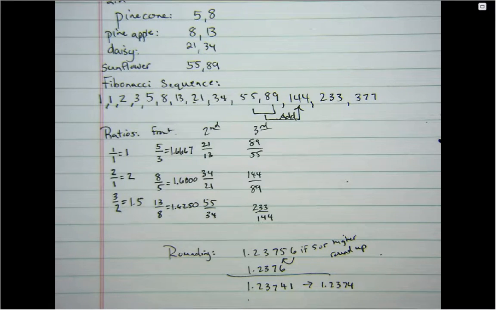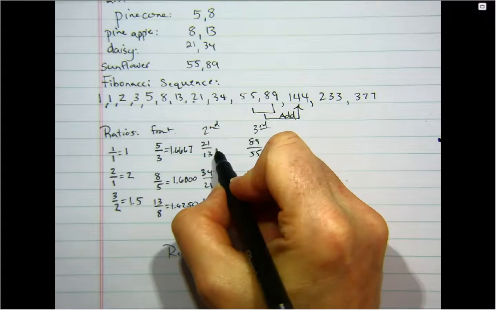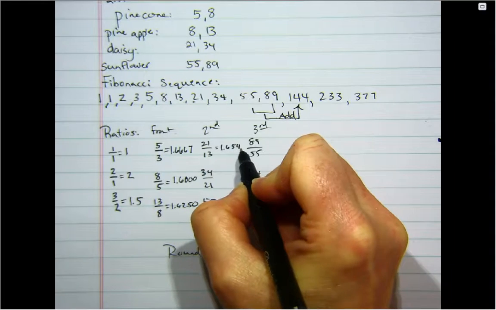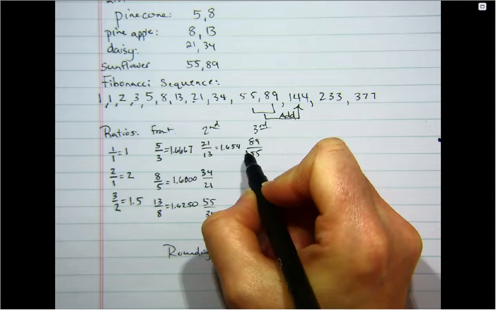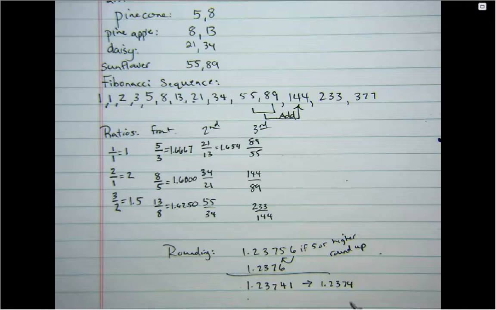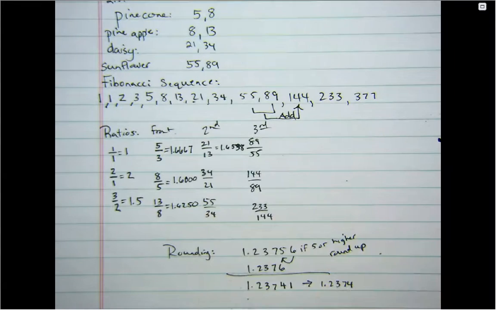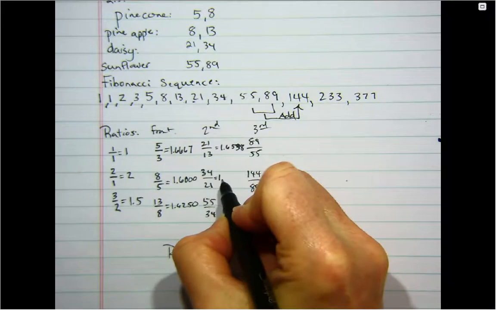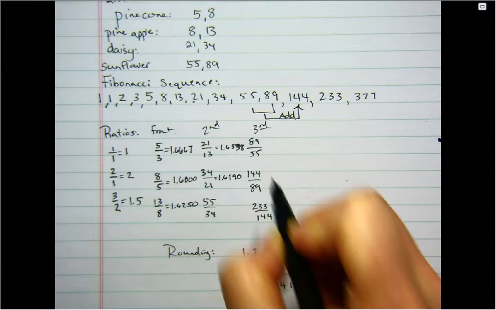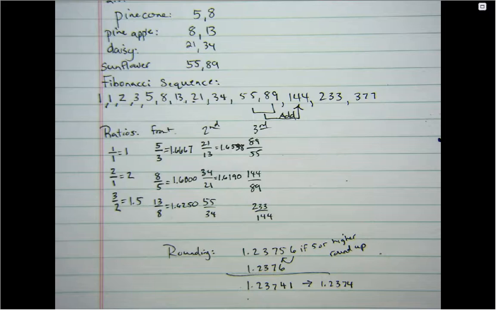Second row. Can you tell me the first one, please? 1.6154. I rounded that already. It was 1.61538, so I just rounded that to 4. Okay, so we're going to keep 4 decimal places. So 1.6154. Thank you. Can you tell me what you have, please? 1.6190. Did I hear that right? Yes. Okay, thank you.